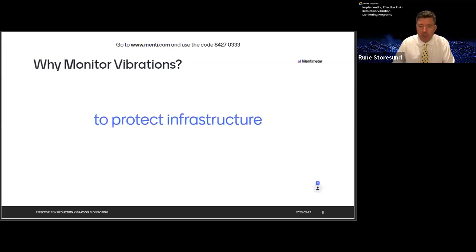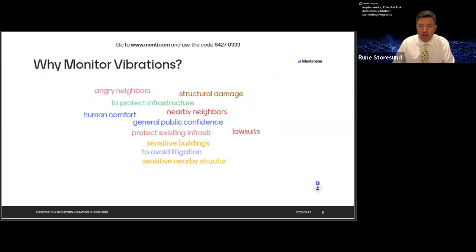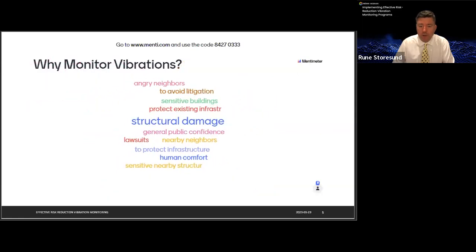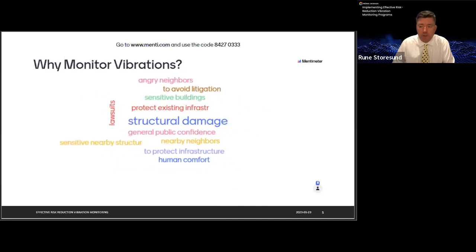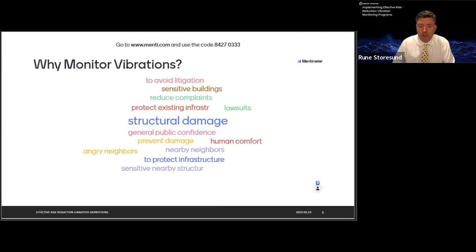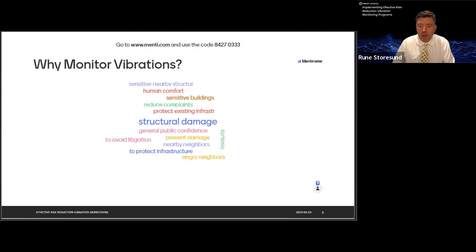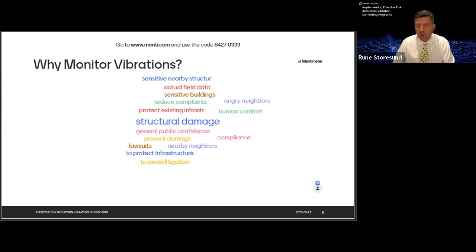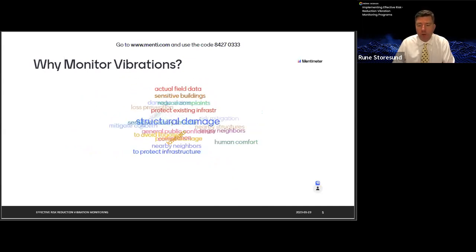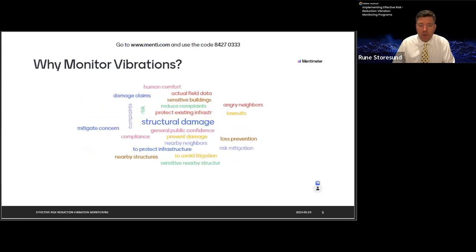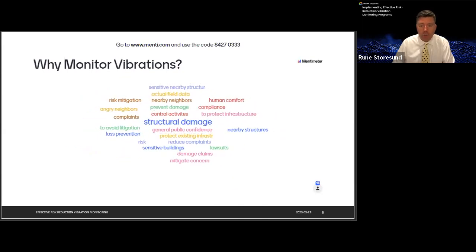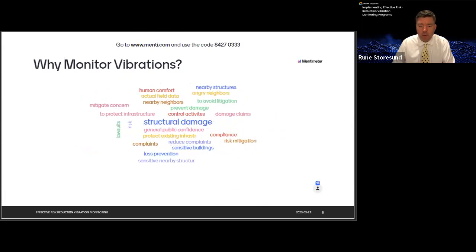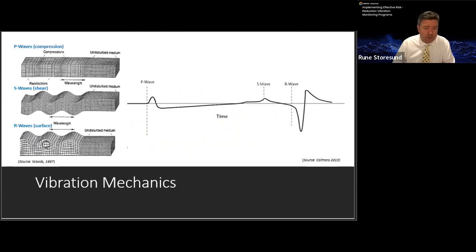Protect infrastructure. Yep, that is a good one. All right, now they're all coming in at once. Lawsuits. Yep. Nearby neighbors. Human comfort. Yes. Looks like structural damage is one that is at the forefront here, getting a lot of votes. But I think what this list illustrates is that there is a number of different motivators that go into why you would have a monitoring program in place. So thanks to everyone for participating on that particular slide.